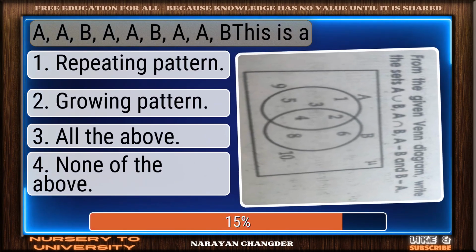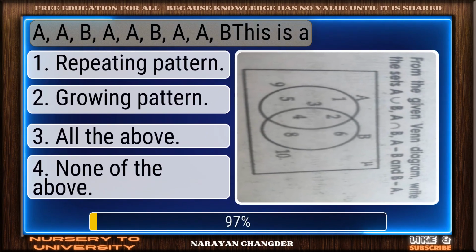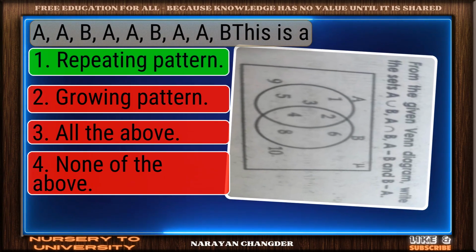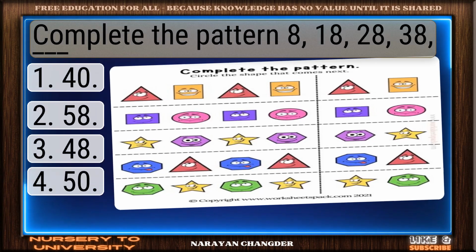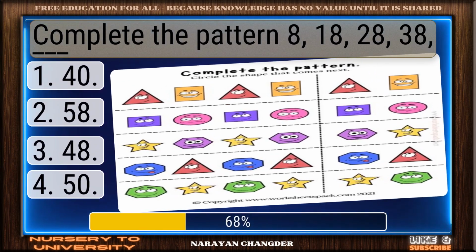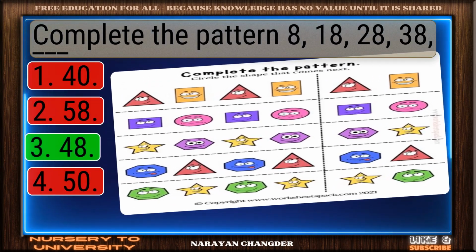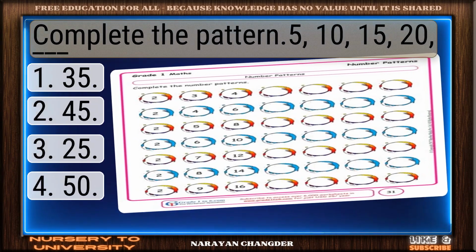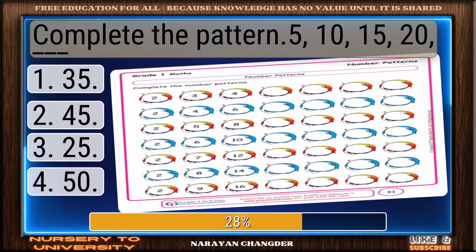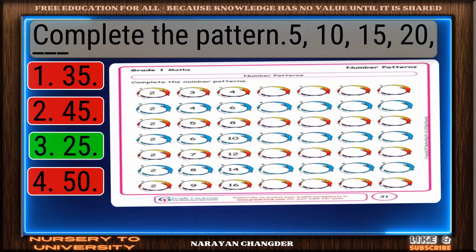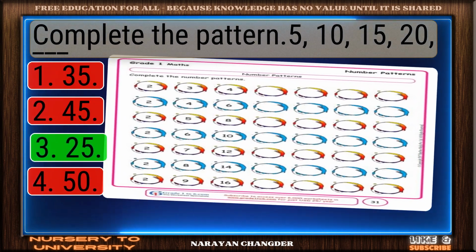This is a excellent. Repeating pattern is a brilliant choice. Complete the pattern 8, 18, 28, 38 dash. Well picked. 48 is the correct answer. Complete the pattern 0.5, 10, 15, 20 dash. Sharp thinking. 25 is the right choice.